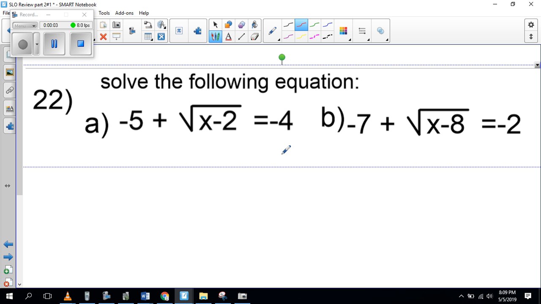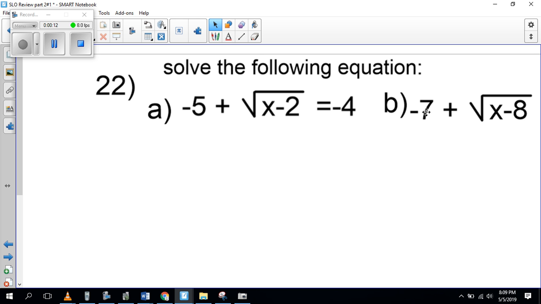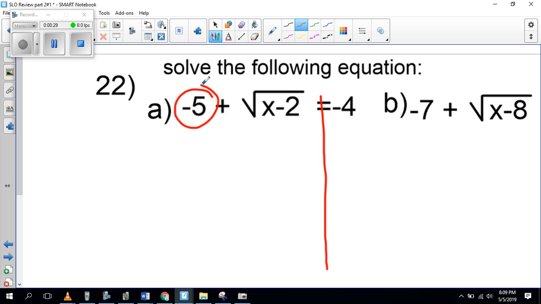Okay, so number 22. It says solve the following equation. So I'm going to work with letter A first. We had one similar to this a little bit, but it wasn't exactly. So I'm going to draw my line through the equal here. If I didn't have this minus 5, I would say go ahead and square both sides. But I can't. I've got to get rid of this negative 5 first.